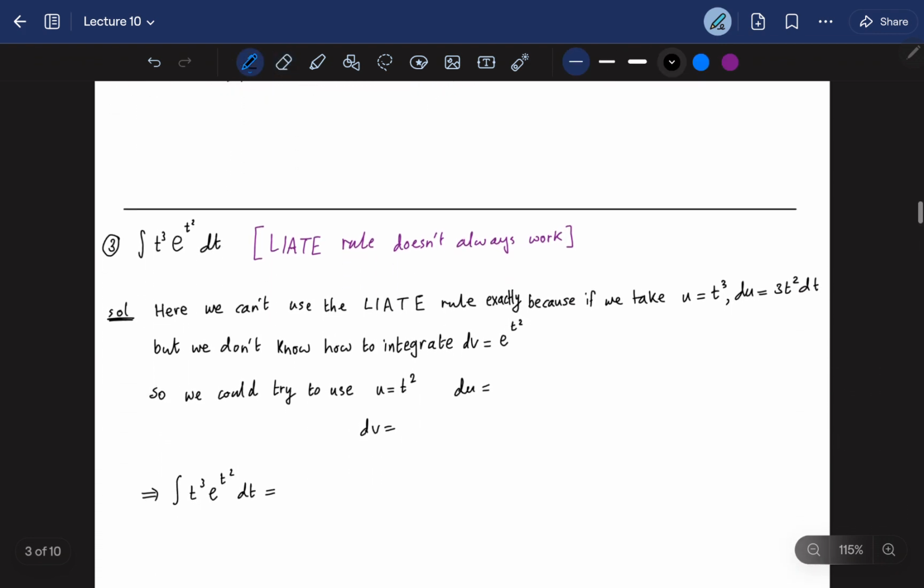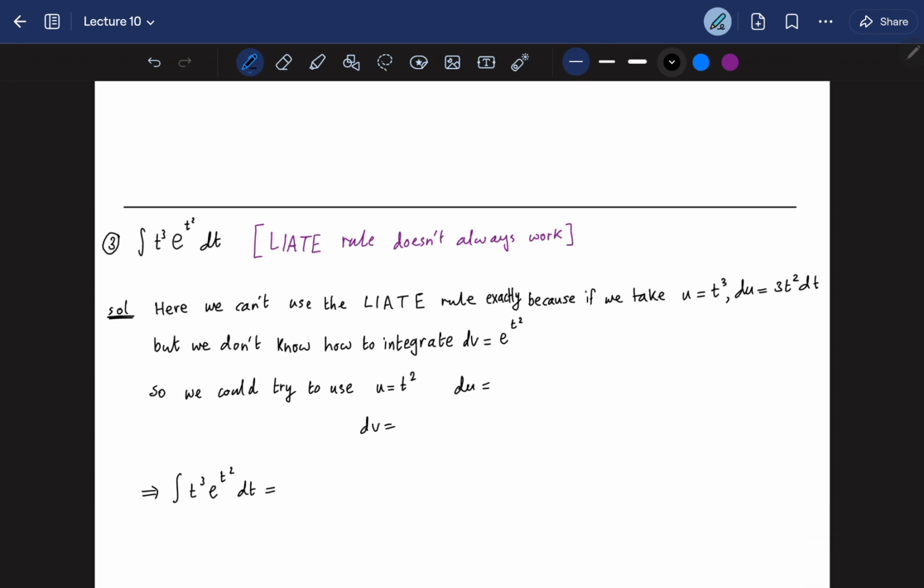Okay, so let's see here. Usually when you have a function and you want to apply the acronym, for example, in this example here, you're just going to take your u to be t cubed, your du 3t squared dt. But if you try to integrate e to the t squared, because you have to take it as your dv, you're not going to be able to integrate it because you don't know how to integrate this. No u substitution or any antiderivatives would give you the answer.